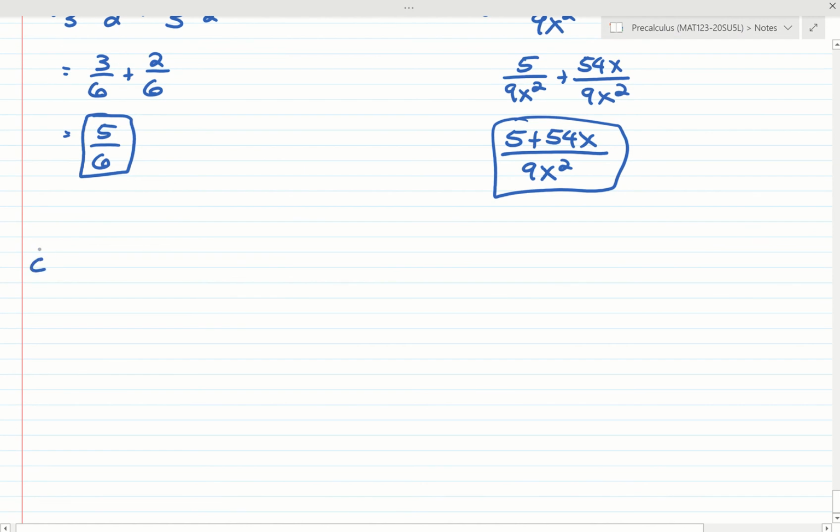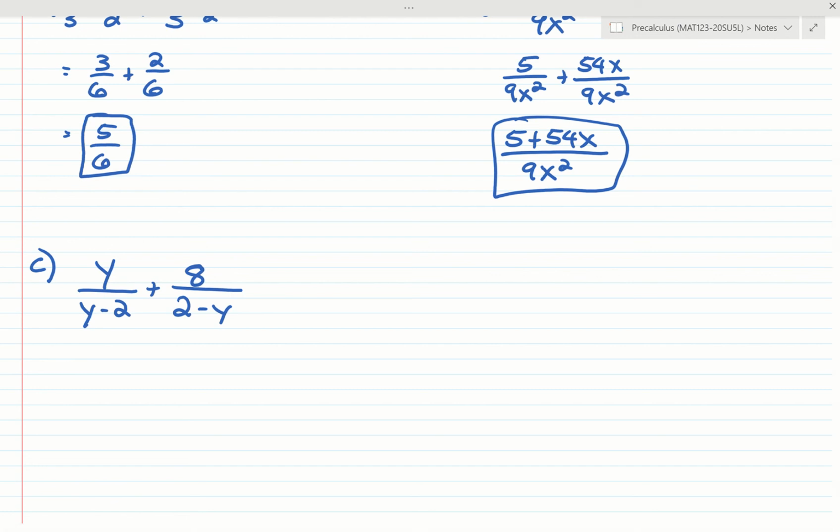What about a problem like this? This is kind of interesting. We have y over y minus 2 plus 8 over 2 minus y. Now y minus 2 and 2 minus y are pretty close, right? It's like, what if y was 5? 5 minus 2 is pretty close to 2 minus 5, but it's off by a negative. So when you have something that's pretty close like this, what we're allowed to do is factor out a -1.